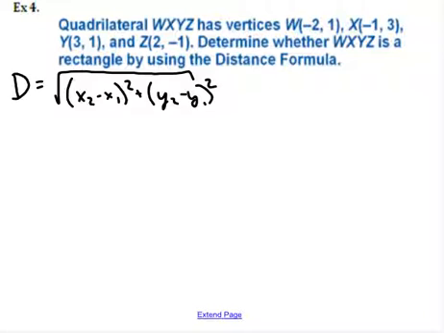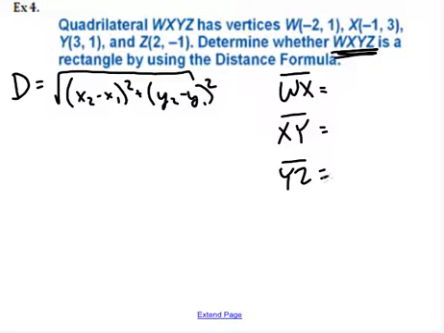The bad news is that you have to do this 3 times. So you'd have WX is equal to something. What other lines do I got? Well, if I went around it, I'd have XY, I'd have YZ, and then finally ZW.